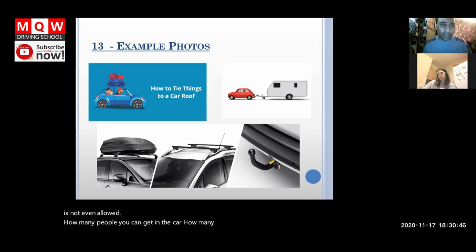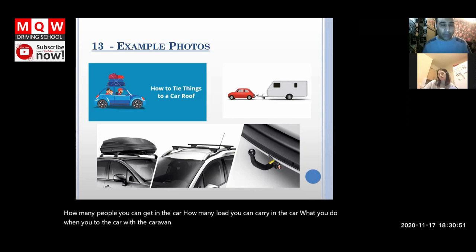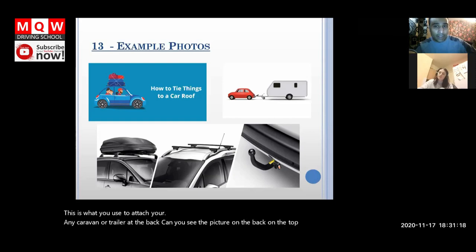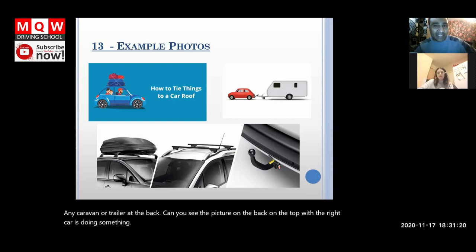When you tow the car with a caravan or your mobile home or any kind of towed thing, what is called a tow bar? Can you see in the last picture some black thing on the back of the car? It's called a tow rod. This is what you use to attach any caravan or trailer at the back. Can you see the picture at the top with the red car towing something? So he's using this to attach it to the car.